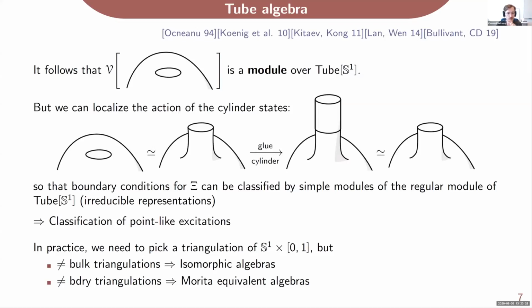And what saves us is that for the cylinder, if we pick a different break triangulation, we can show that it will yield an isomorphic algebra, and therefore it's fine. And if we pick a different boundary triangulation, then it's a bit more subtle, but we can show that the tube algebras are in that case Morita equivalent. And we know that Morita equivalent algebras have the same simple modules. And therefore we know that whichever triangulation we choose, we will always classify the same simple modules.